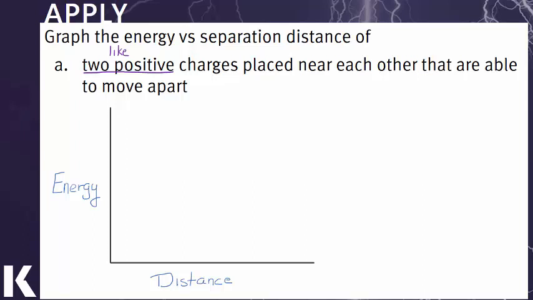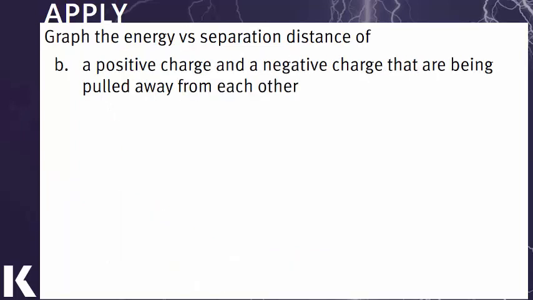Now, if we're placing these two charges very close to each other, they will start with a lot of potential energy. However, as we start to move them apart, their potential energy is going to go down, and it will approach zero as we approach an infinite distance. So if we essentially connect these dots, we'll see that as our distance increases, our potential energy decreases, and it will be approaching zero.